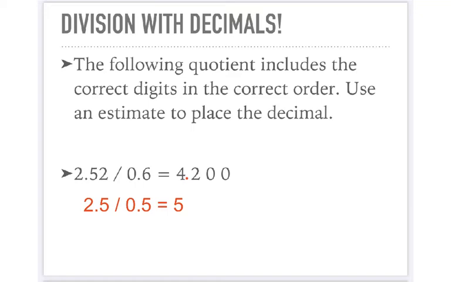And if 5 is my estimate answer, there's only one spot that decimal could go, right? 4.2. It wouldn't go 0.4. It's not going to go 42, 420, or 4,200. The only way to be close to 5 would be where I put it at 4.2. All right.